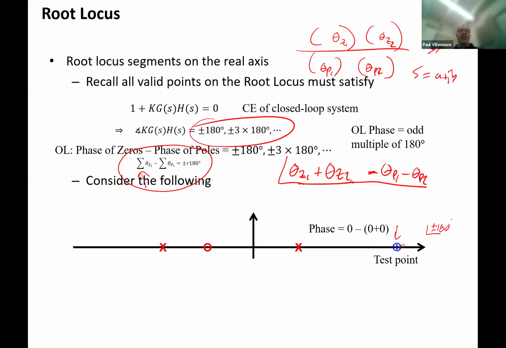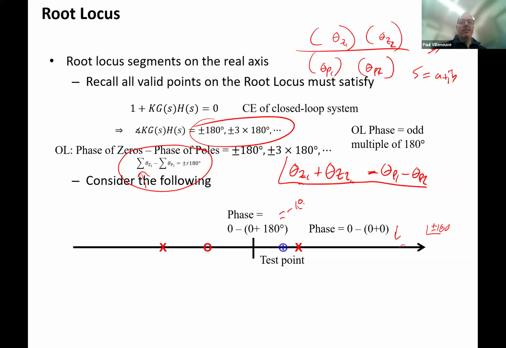Well, we'll do our phase calculation. We'll look at our phase angle. 0 minus 0 plus 0. Does that equal plus or minus 180 degrees? Does not, right? 0 degrees. So it's not plus or minus 180, it's 0. So that's not a valid test point. How about over here? Let's check out our phase. So our phase, we have 1 zero at an angle of 0, minus 0 plus 180 degrees. Is that a point that is on the root locus?